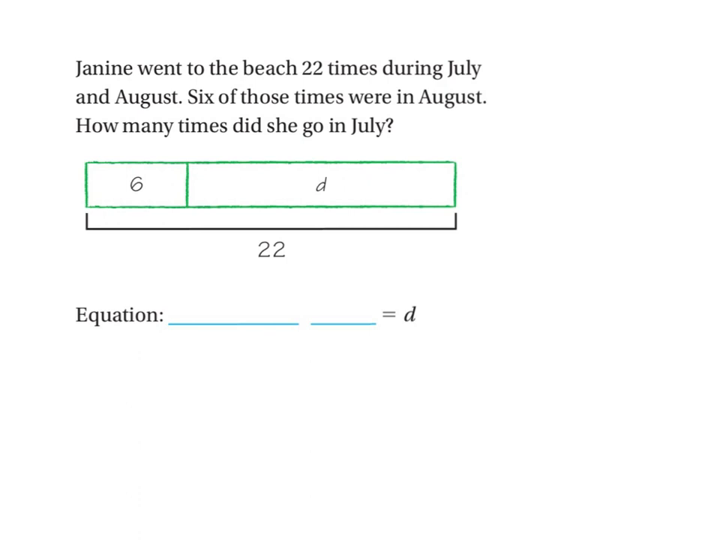I think this is Janine. Janine went to the beach 22 times during July and August. 6 of those times were in August. How many times did she go in July? So what you're really thinking about here is you're looking for the unknown, which they've labeled with the letter D out of the alphabet. They've already set it up for you. But basically, what you would want to think about on this particular problem is that they started you out and they gave you the total.